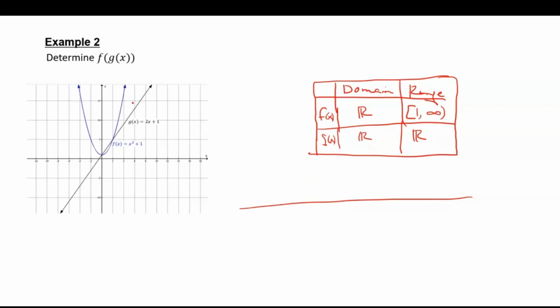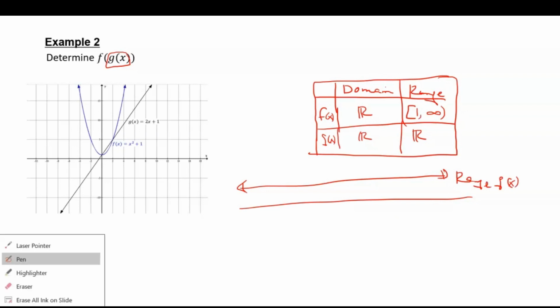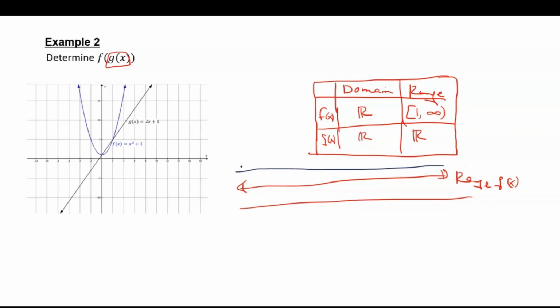So now we said that the range of the inside has to be a subset. So the range of g of x is going to be all real values. So if I sketch that, the range of g of x, let's use a different color. And we want to find out the domain of f of x. Well, it's going to be the same thing. So therefore, it does exist. If they're the same or a subset, they exist.